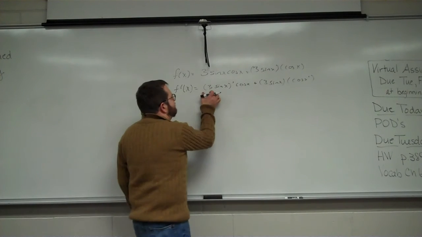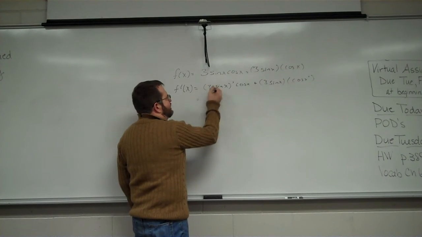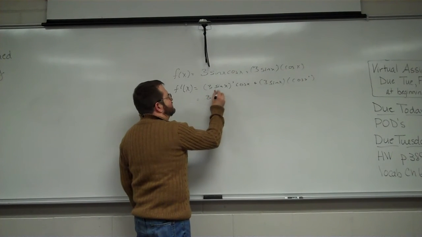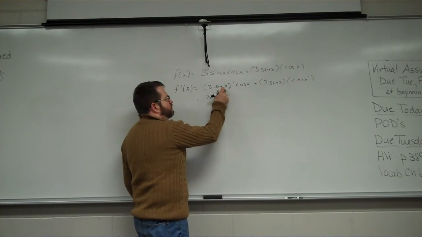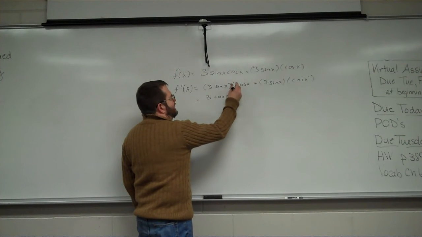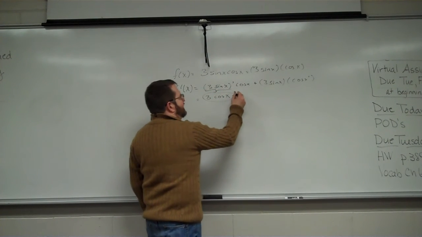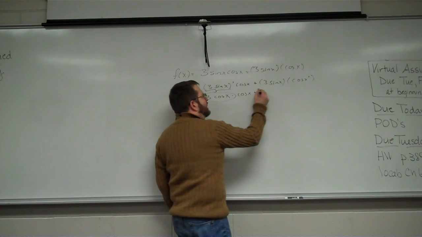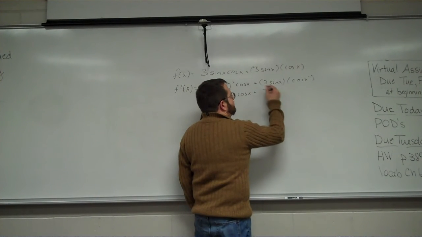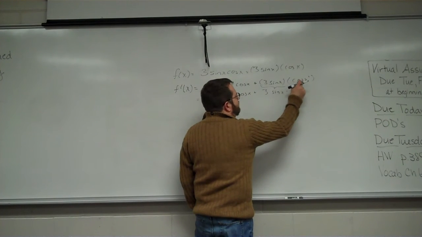Okay. The derivative of 3 sine x. Well, we can just pull that 3 out, so it's going to be 3 times the derivative of sine. Derivative of sine is cosine. Getting ahead of myself there. Times, then, so this became this. Times the cosine, plus 3 sine x, that's this term right here, times a derivative of the cosine.